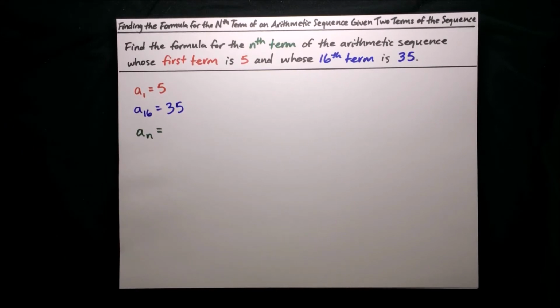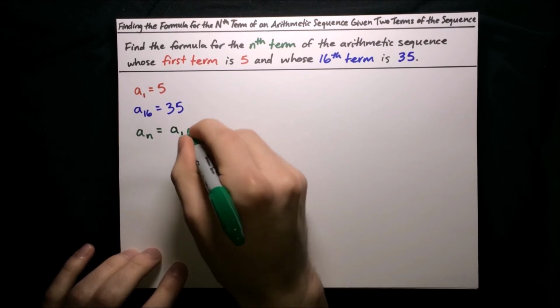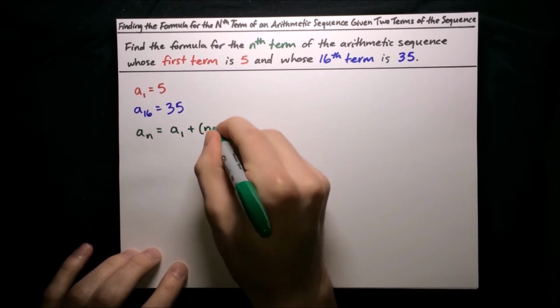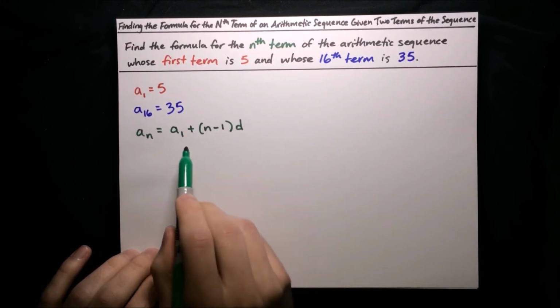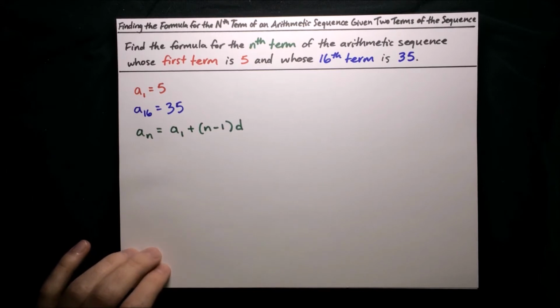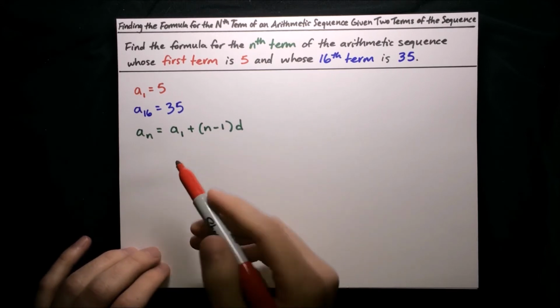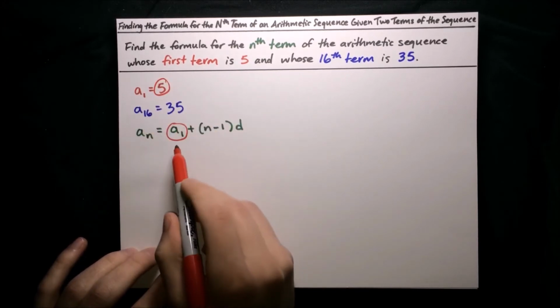Again, remember that the formula for an can be written like this. We just take the first term, a1, and then add n minus 1 times the common difference. But in order to complete the formula, we still have to substitute in the first term, a1, and the common difference. But we have a1 again, so there we go. a1 is just 5, so we can put that in.